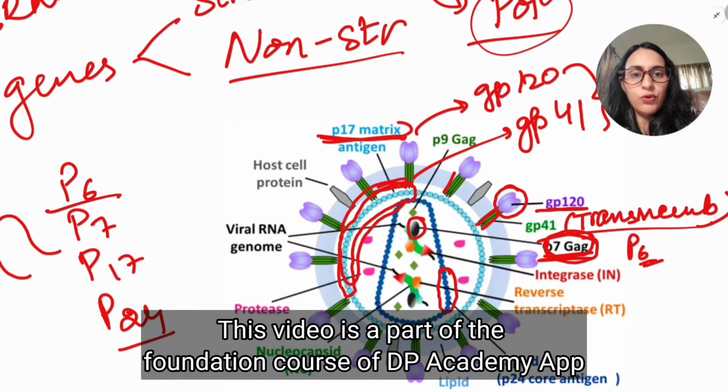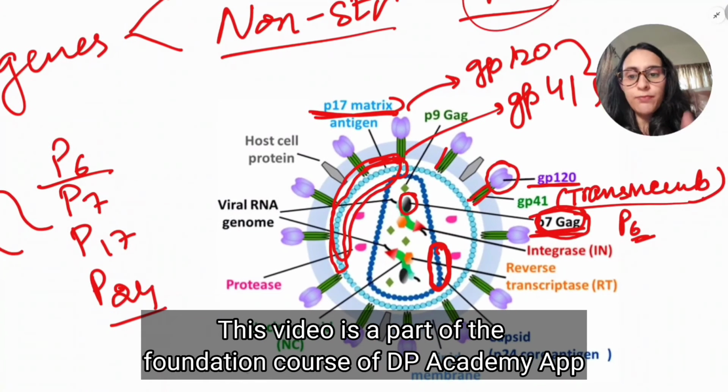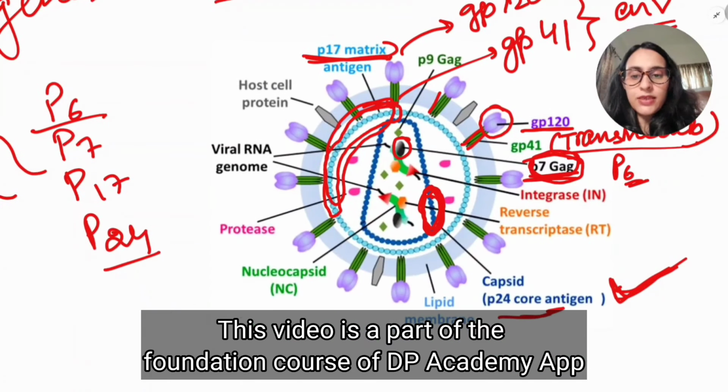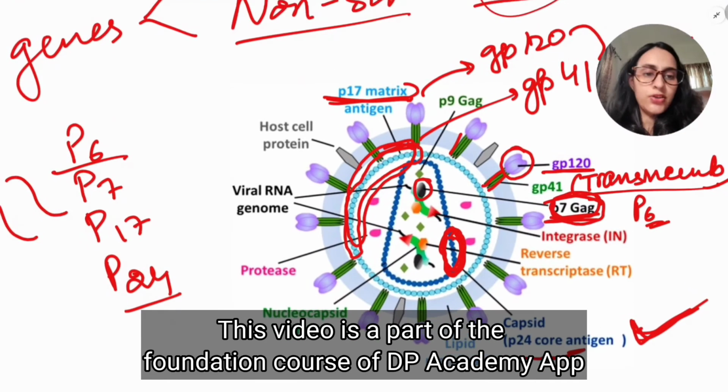So we have P6, which is the budding protein, P7, which is the nucleocapsid, P17, which is the matrix, this light blue color, then the dark blue color, this one is P24, which is the capsid. The most important one is the capsid, which is the P24 core antigen, guys. Very important, it is present in the core. Capsid it is, and it is most important for needle stick injury. So remember, P24 we'll talk about when we talk about needle stick injury.